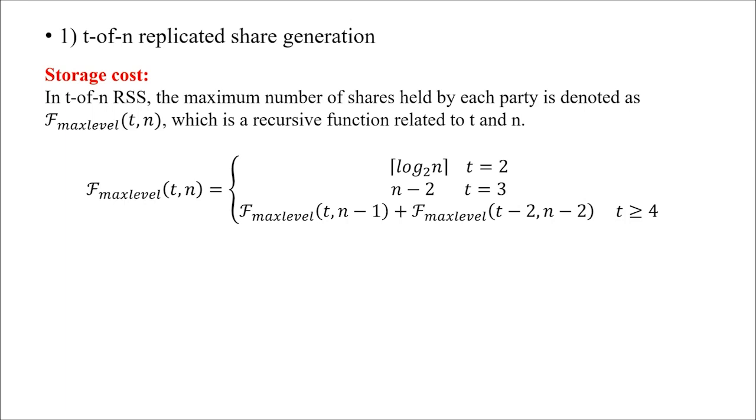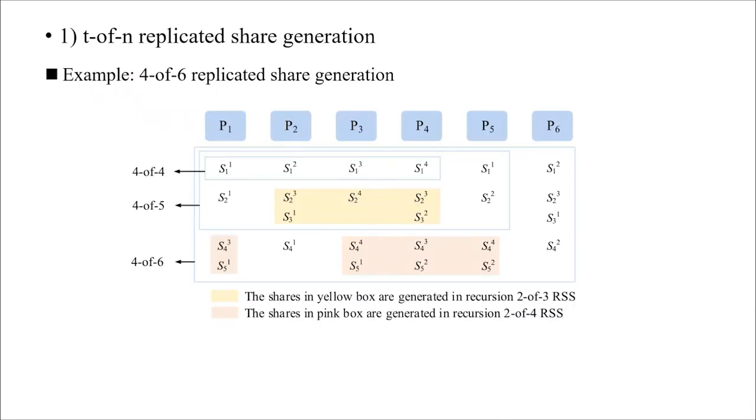Let's take 4-of-6 share generation as an example. In 4-of-4 RSS, the dealer generates 4 shares S11, S12, S13, S14, and distributes them to P1, P2, P3, P4 respectively. Next, 4-of-5 RSS is generated based on 4-of-4. The dealer copies P1's share S11 to P5, generates new shares S21 and S22, and distributes them to P1 and P5 respectively. Then the dealer computes the subsecret S minus S21 minus S22 and generates 2-of-3 RSS of it among P2, P3, and P4. 4-of-6 RSS is generated similarly based on 4-of-5 RSS.